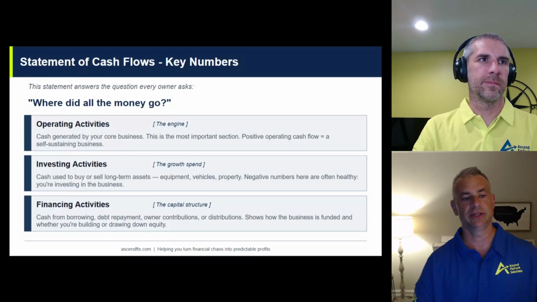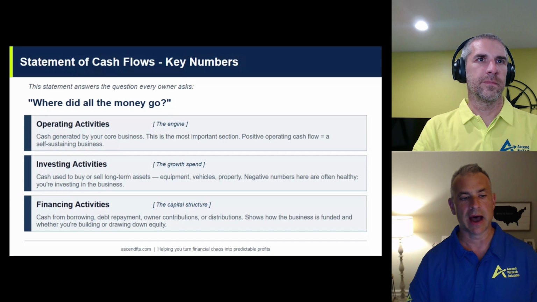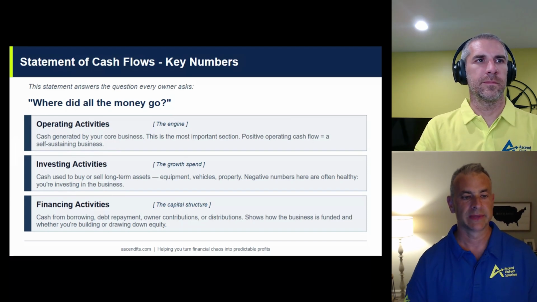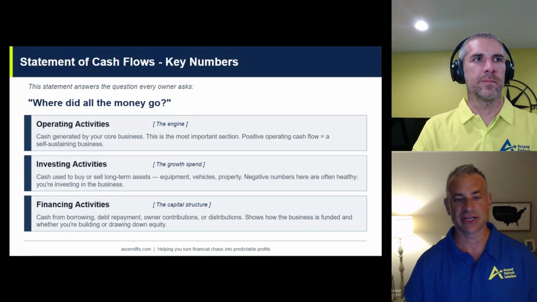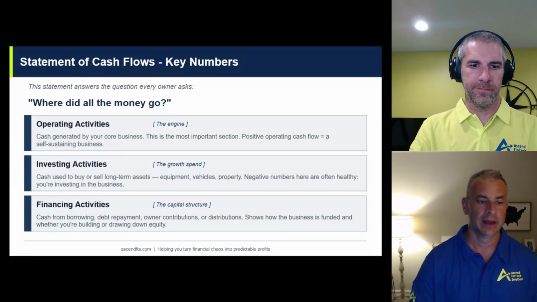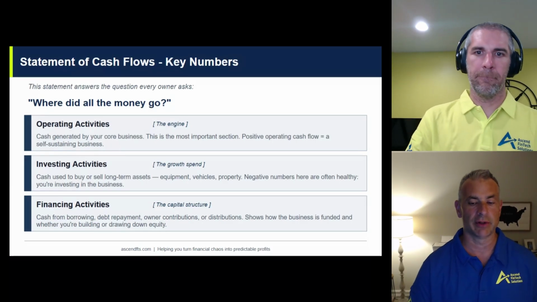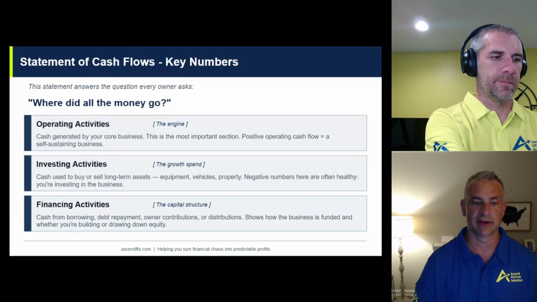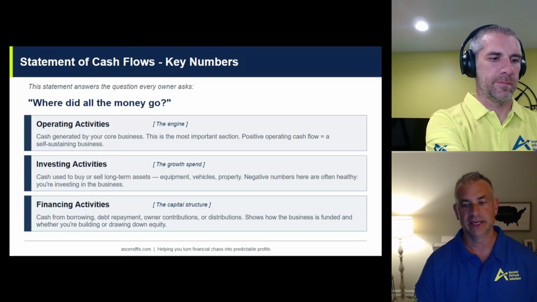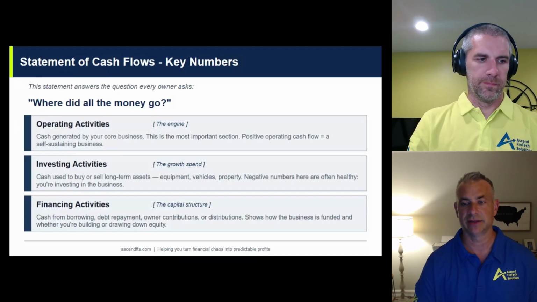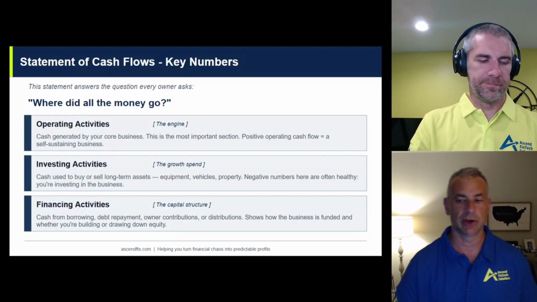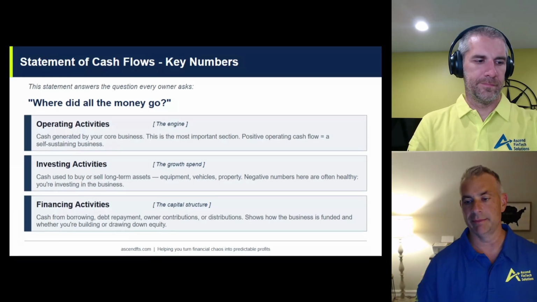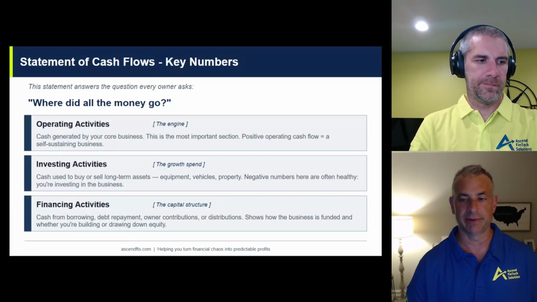It breaks it down into three types of activities. Operating activities: this is just the general business and what you do. Investing activities: this is any cash spent to invest in equipment, or maybe you made an acquisition. And then financing activities: did you make a distribution to yourself? That would run through there. Any debt you received would be a positive cash inflow showing up in financing activities, and any debt payment would be a cash outflow and show up in financing activities. So those are the three key areas.